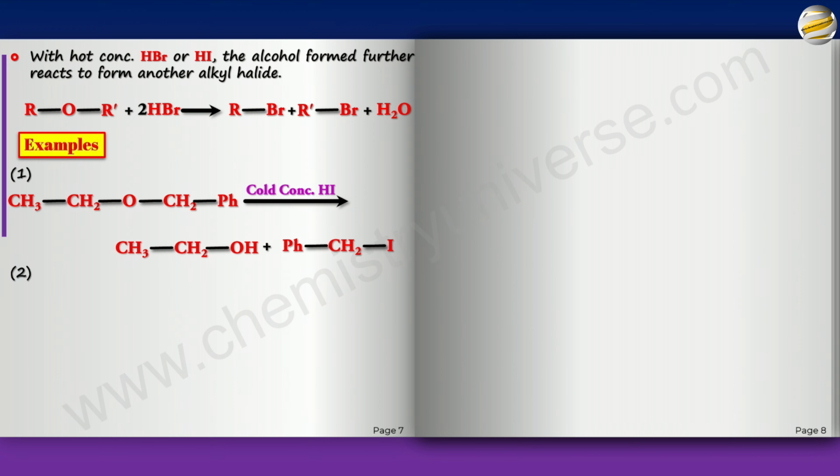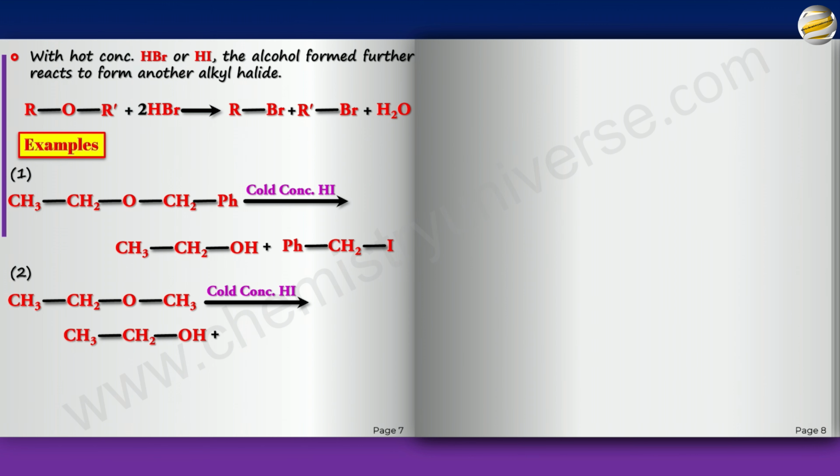What do you think will happen to this one? Pause the video. Make the product and then check. Now obviously here, both of them cannot form a carbocation. So both of them will show SN2. Which one do you think will show a better SN2? The right one, because the right one has lesser hindrance. So you will get the left alcohol and the right alkyl halide.